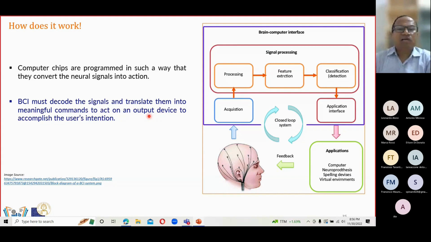When it comes to hardware implementation, computer chips are programmed in such a way that they can convert the neural signals into actual actions, commands, or prompts. BCI therefore must decode the signal and translate it into meaningful commands. And how do we use AI to generate meaningful commands? The role of the computing device, artificial intelligence, is needed to output to the device and accomplish the user's intention. So this is how the BCI works.